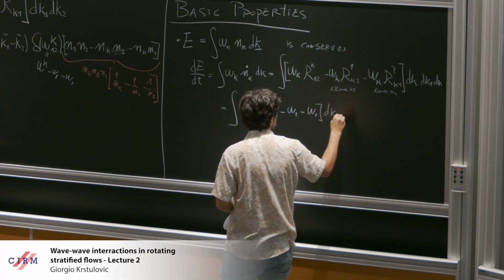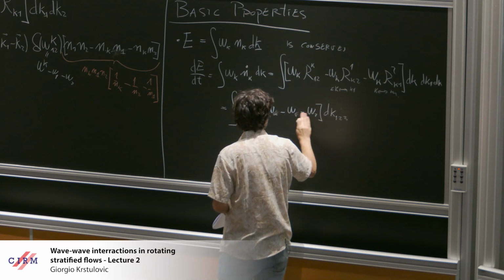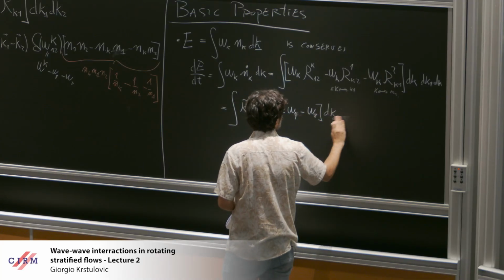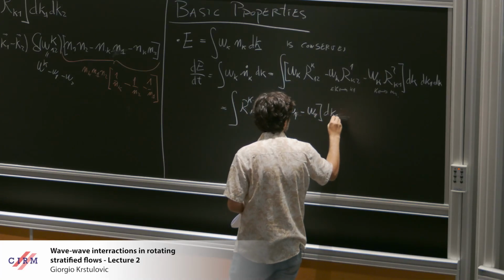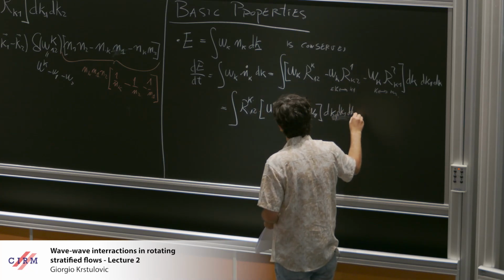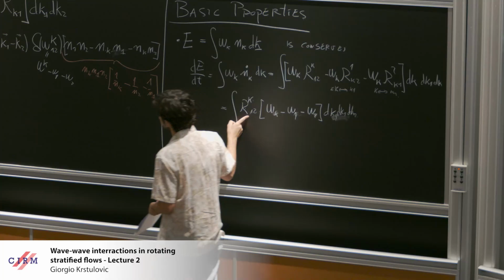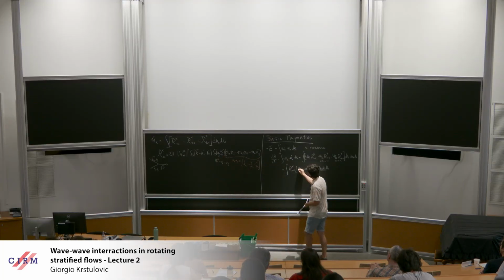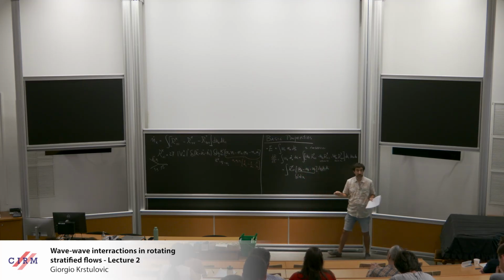So I say k1, 2, 3. Okay, we keep the same k1, k2, dk, dk. But if you remember, inside this guy there is a Dirac delta, which is supported exactly here. So this is like having delta x, x, which is identically 0.